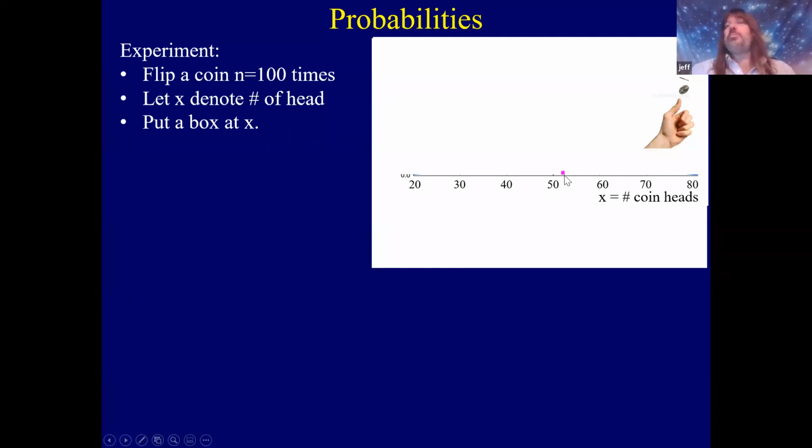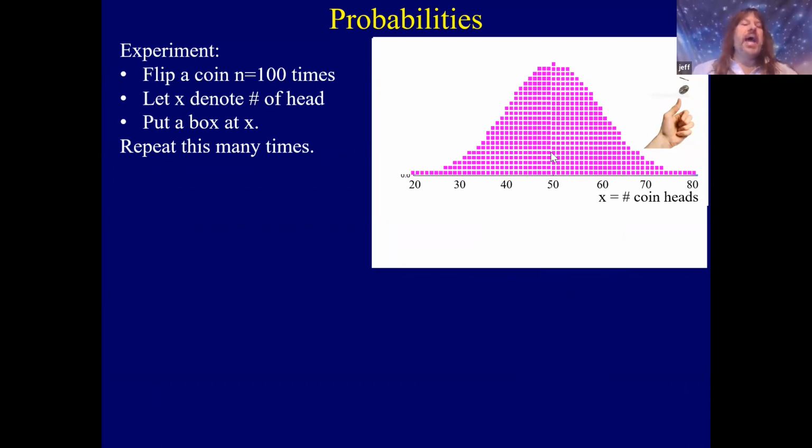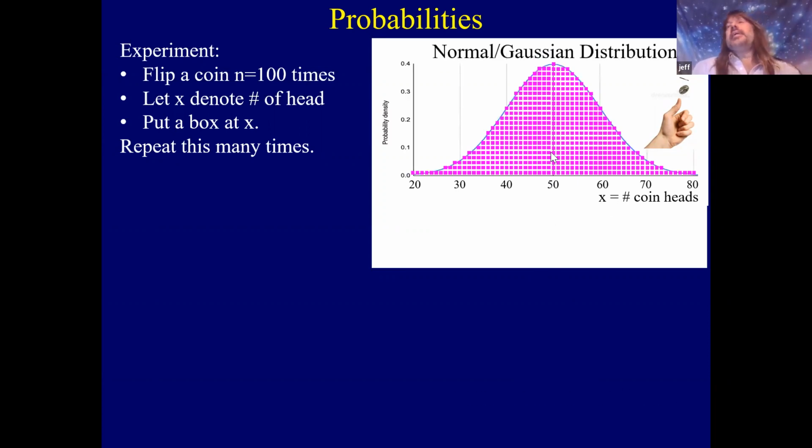So I put a little orange box on the 53, and then I do it again and I keep getting different numbers. Every time I flip 100 coins and count how many are heads, we put little boxes to show the results. When you get the same number of heads twice, the boxes stack up. If we keep doing this lots and lots of times, you get a pattern, and it's called the normal Gaussian distribution.